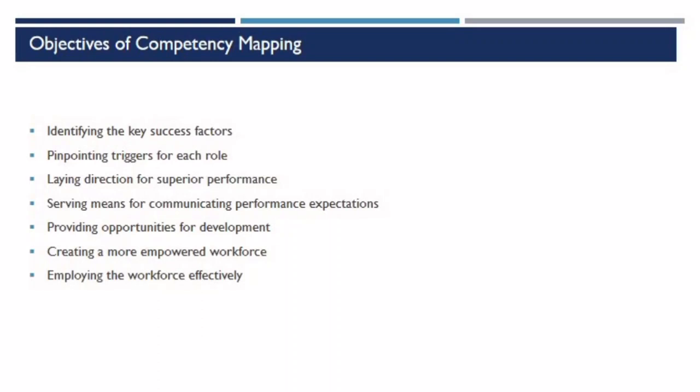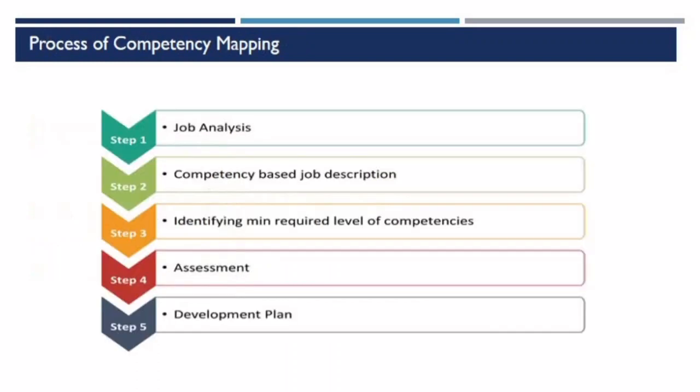Next is creating a more empowered workforce. When people's skills or knowledge are evaluated, it helps the company to create a more empowered workforce. Next is employing the workforce effectively. By identifying the key skills and key knowledge of the people, the company can effectively manage the workforce who work in the company. Now let us discuss the process of competency mapping.